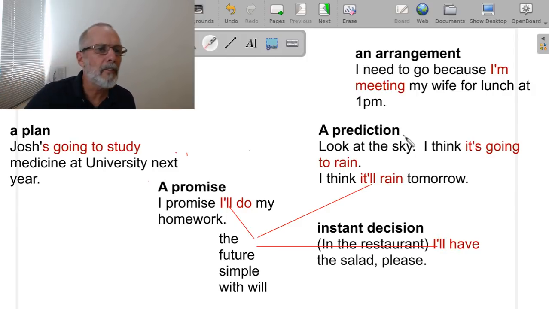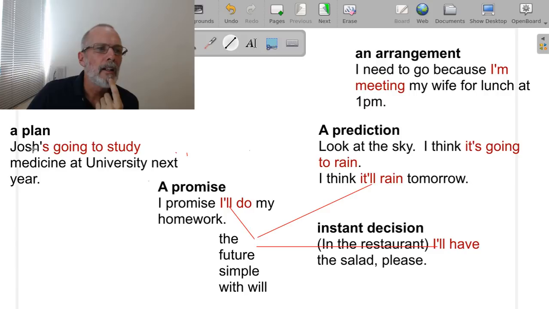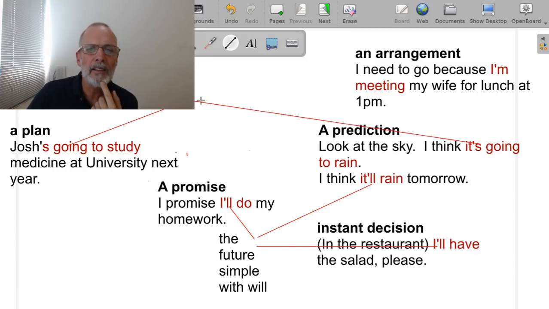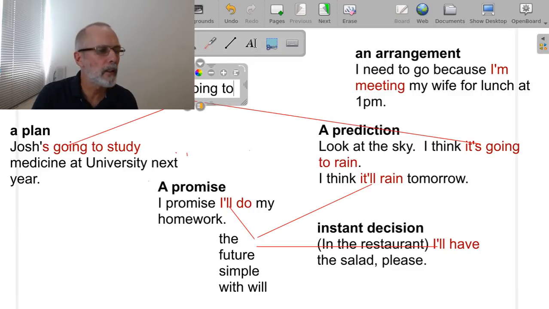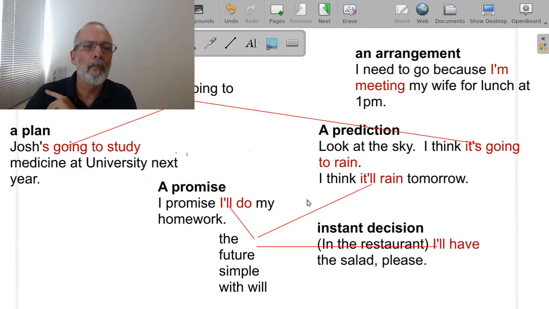Now, another structure that we have here is this one that we see in the plan. Josh is going to study. In the prediction, it's going to rain, and I think that's it, only in those two. We'll just call this going to. So we can use going to for plans, future plans, and predictions. So we've got two ways of talking about predictions: the future simple with will and the going to structure.